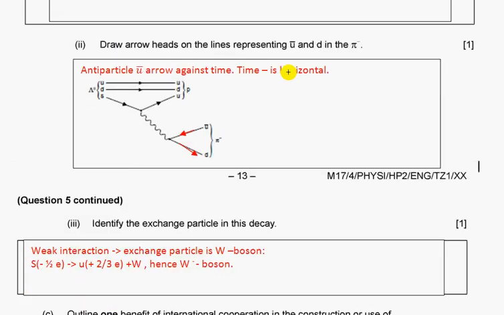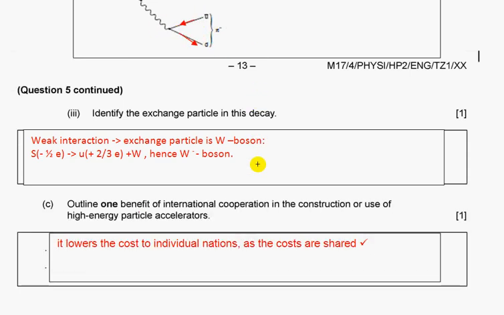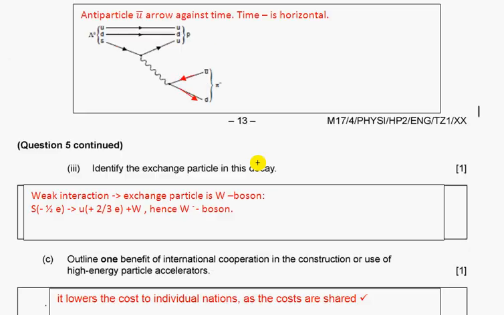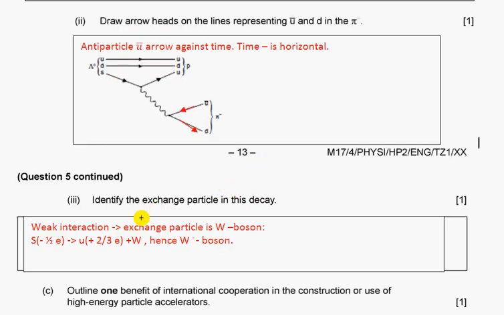Draw arrow heads on the lines representing the anti-u antiquark and down quark. The time is going that way, so the antiparticle will be against the time and the particle will be along the time. Identify the exchange particle in this decay. It is a weak interaction, so the exchange particle is a W boson.